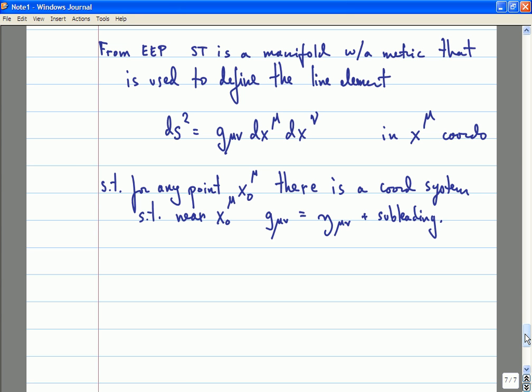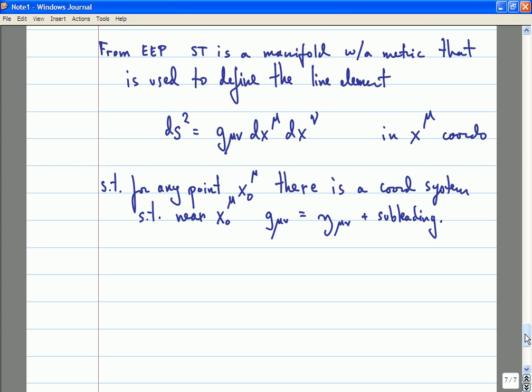Now, I should make a point that the coordinate system which makes g mu nu look like the flat metric around one point might not be the same as the coordinate system that makes g mu nu look like the flat metric around a different point. And indeed, we will go through the exercise of Taylor expanding the metric very, very carefully when we discuss the Riemann tensor and curvature. So when I say subleading here, you should think of that in the sense of a Taylor expansion. Good question.